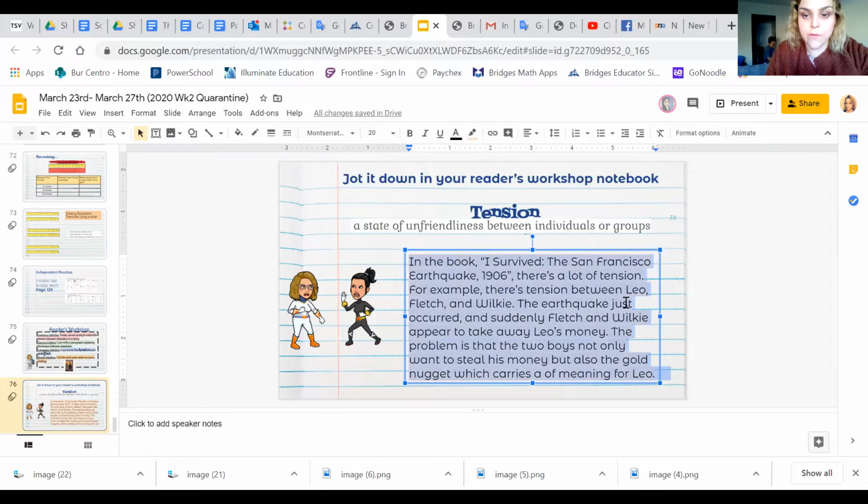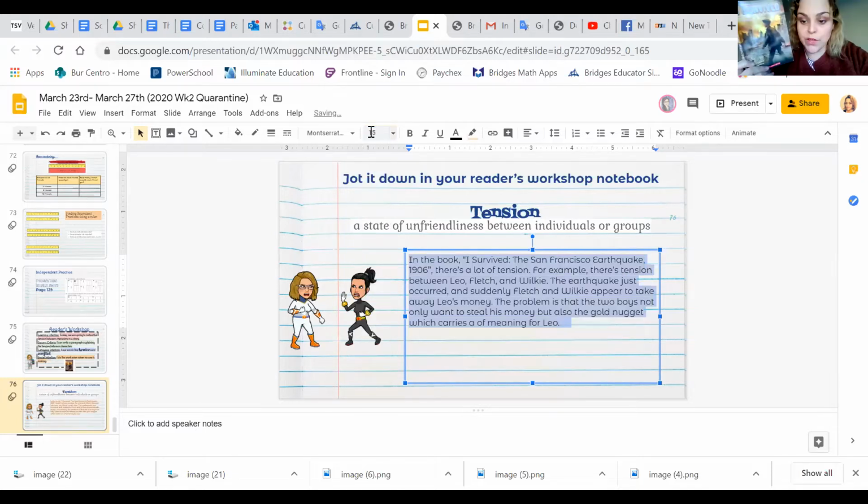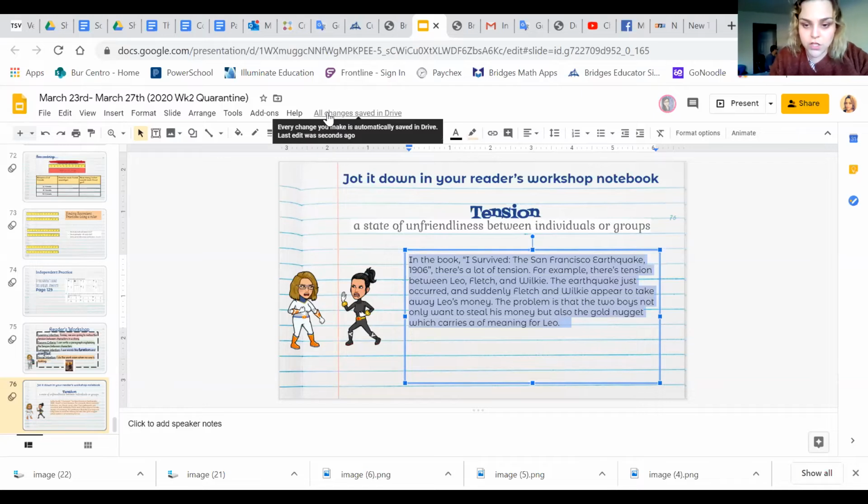I need to use some textual evidence. So I'm gonna say, for example, and I'm gonna make this a little bit smaller. Notice how I'm going back in the text to look for a quote that I can use to support this idea that there's tension between these characters. Let me see. Oh yeah, look at this. Fletch pushed Leo's face harder into the wall. The bones of Leo's cheek felt like they would crack, like the shell of an egg. So I'm gonna use that as my textual evidence.